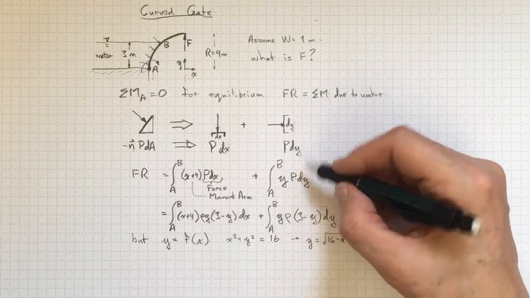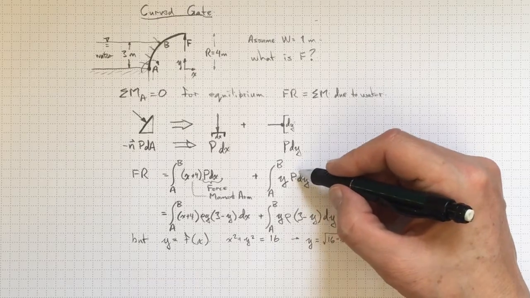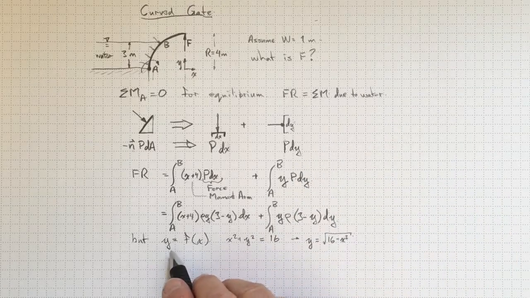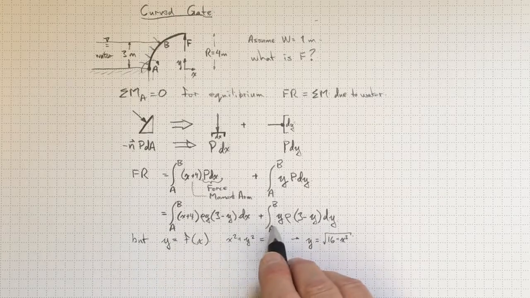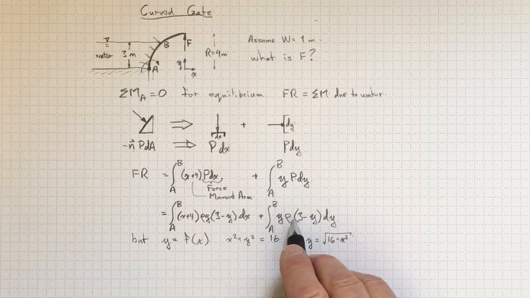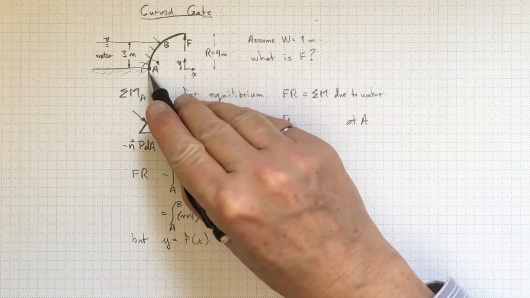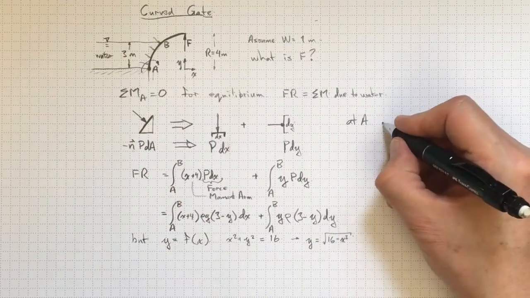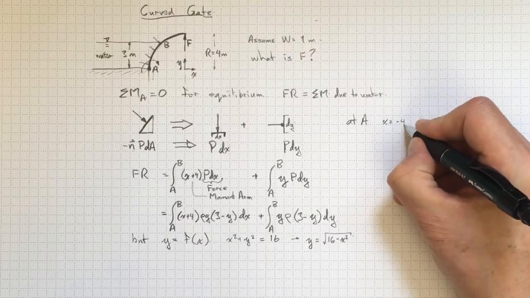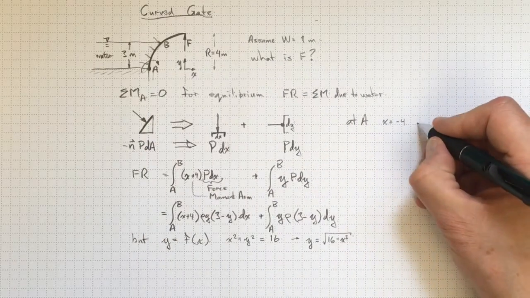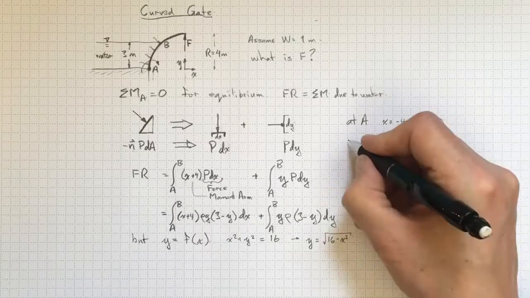And locations A and B, we're going to need to define those as actual numbers in order to solve this problem with these limits of integration appropriately. So at location A, we're over here. Well, x is equal to -4. That's easy. And y is equal to 0.